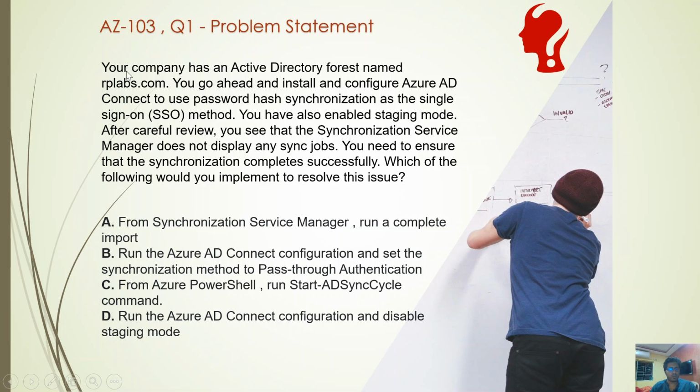Going directly to my question: your company has an Active Directory forest named rplabs.com. You go ahead and install and configure Azure AD Connect to use password hash synchronization as the single sign-on method. You have also enabled staging mode. After careful review, you see that the Synchronization Service Manager does not display any sync jobs. You need to ensure that the synchronization completes successfully. Which of the following would you implement to resolve this issue?